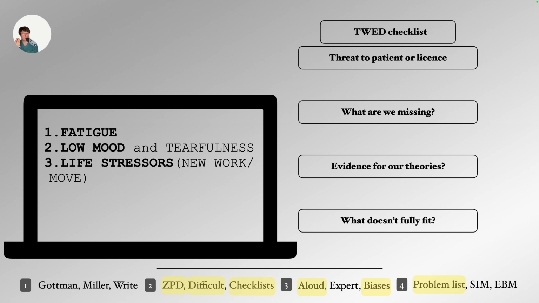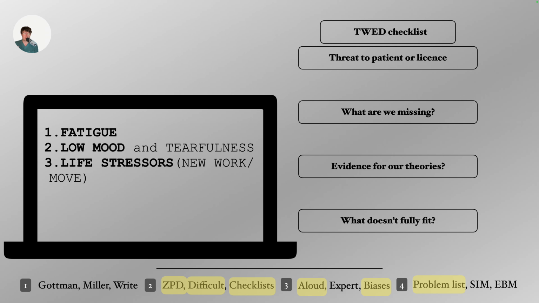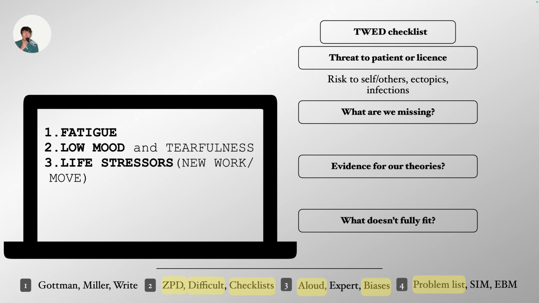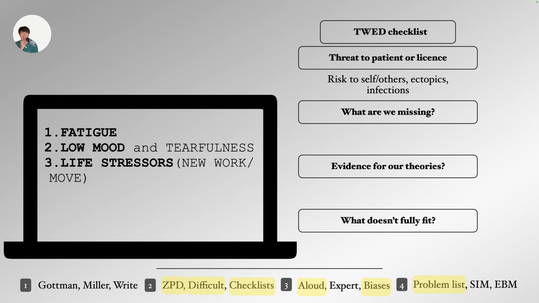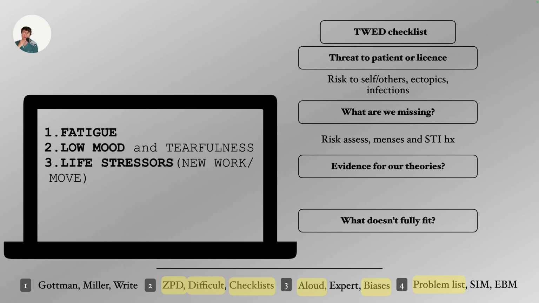Why doesn't she have any problems with weight gain? There are things missing here, okay? So threat to patient or license. So yes, there's a couple of things here. She could have an ectopic pregnancy. She could have an infection. She could be a risk to herself or others based on her mood. What are we missing here?